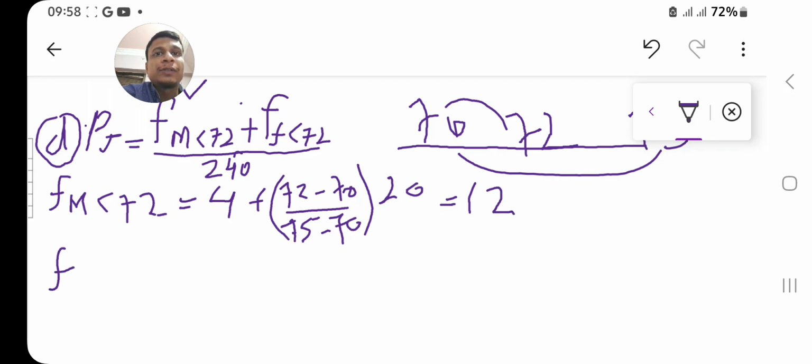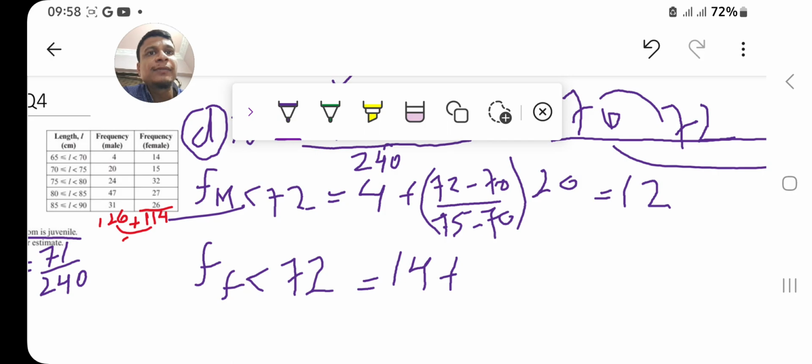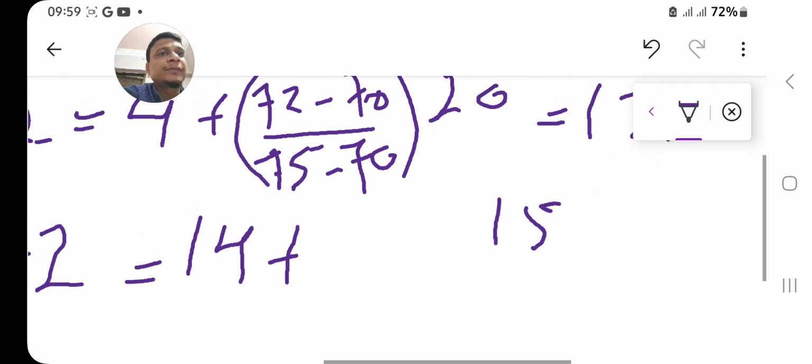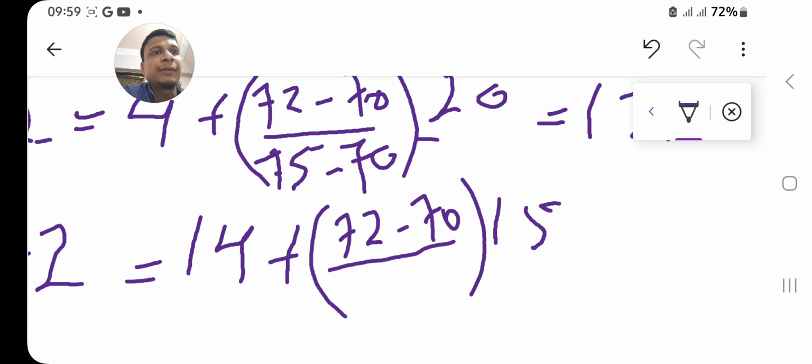Similarly, I will find the frequency, the number of females less than 72. Less than 72 means 14 females are already there, so I will write 14 directly, but I will not take this 15 directly, because this 15 is the frequency till 75, but I need to find it till 72. So again I will write 15 here, but I will use the interpolation method to get the fraction of it, not the whole till 75. I only need till 72. So I will use the same interpolation method, the same fraction, so that we can have the frequency till 72.